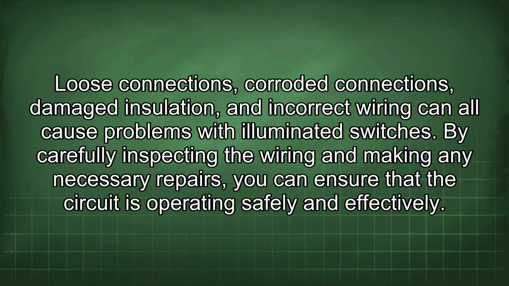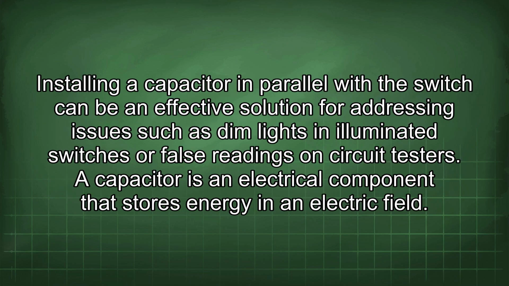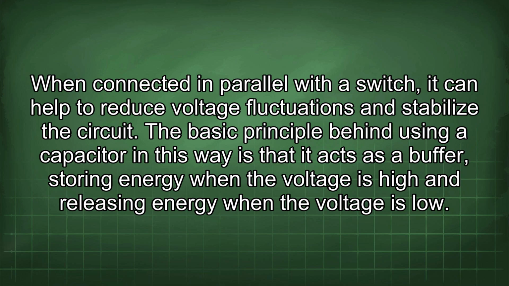By carefully inspecting the wiring and making any necessary repairs, you can ensure that the circuit is operating safely and effectively. Installing a capacitor in parallel with the switch can be an effective solution for addressing issues such as dim lights in illuminated switches or false readings on circuit testers. A capacitor is an electrical component that stores energy in an electric field. When connected in parallel with a switch, it can help to reduce voltage fluctuations and stabilize the circuit.